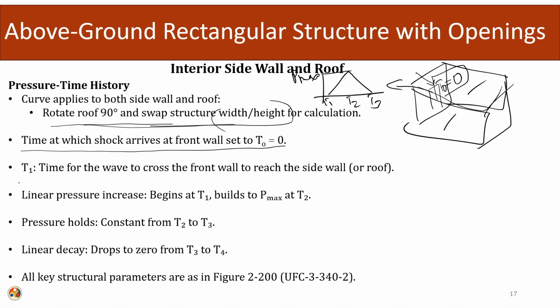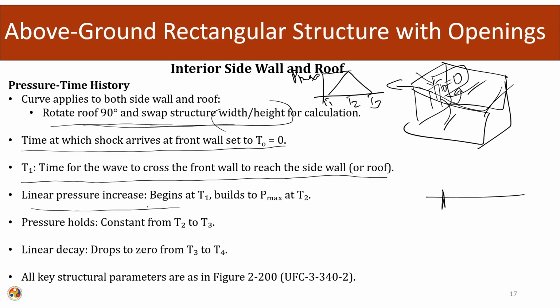T1 is the time for the wave to cross the front wall and reach the side walls or roof. Then there is a linear pressure increase. It begins at T1 and builds to P max at T2, where P max is attained.